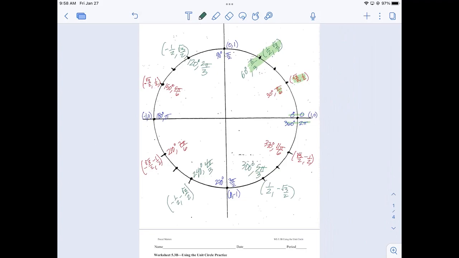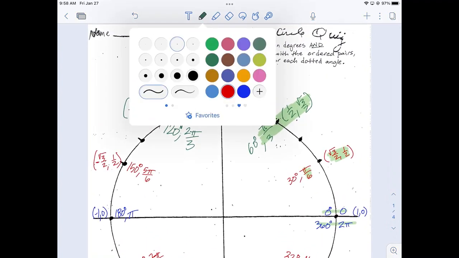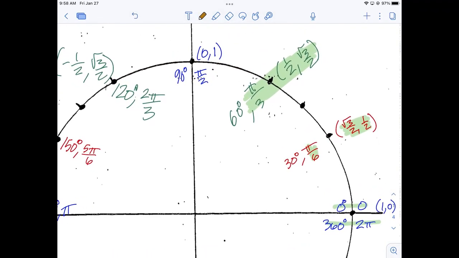All right, what do we need? We still need the last one here, or is that done? We need the pi fourths. So let's do the pi fourths next. We're going to have 45 degrees and pi fourths radians, and that's square root of 2 halves, square root of 2 halves.